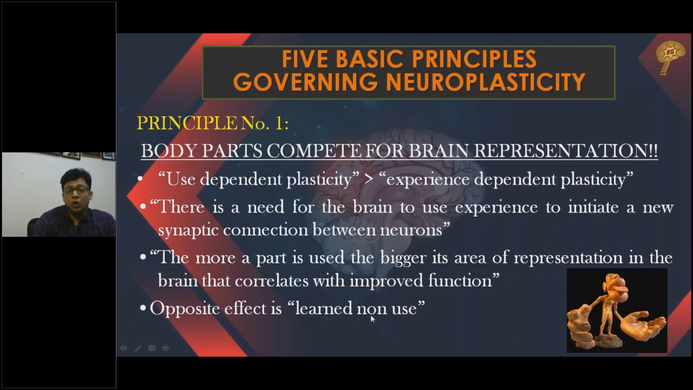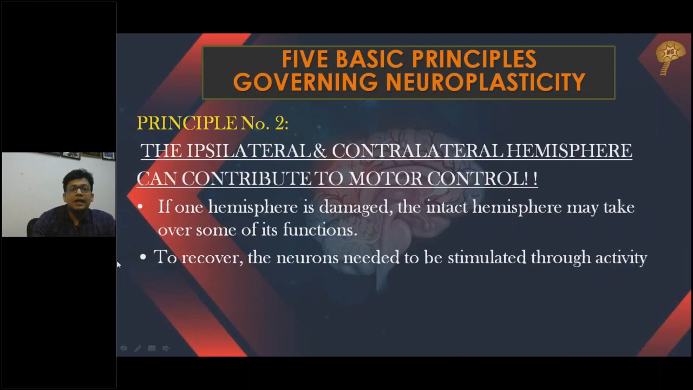The opposite effect is learned non-use. This is a very important term, learned non-use. The second principle is the ipsilateral and the contralateral hemisphere can contribute to motor control. So if a person is having right brain injury, the left brain is also very important, as well as the right brain. So both can contribute. The damaged part also can contribute to the neural plasticity, and the contralateral part can also contribute to neuroplasticity. So if one hemisphere is damaged, the intact hemisphere may take over some of the function.